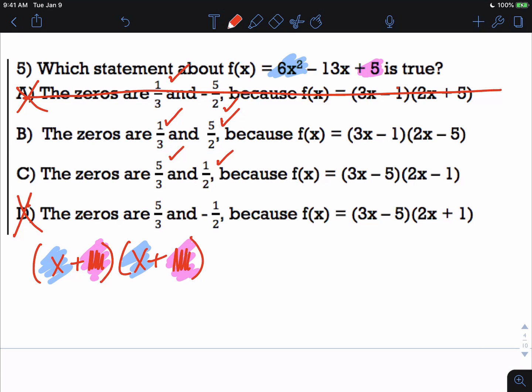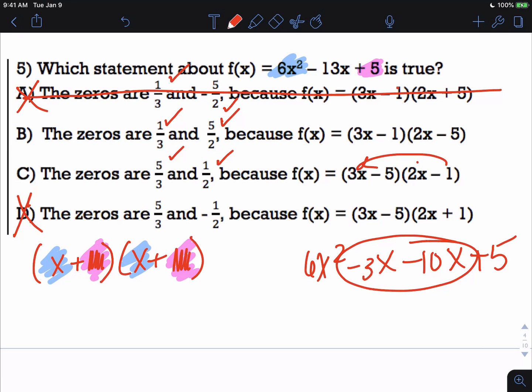Well, now I need to just check them straight up because I still can't see an answer. So I'm going to say this times this. So 6x squared minus 3x minus 10x plus 5. That's a negative 13. That is my answer. I could have also went ahead and factored it. So I could have done a times c, added up to b, broken all my factors out.